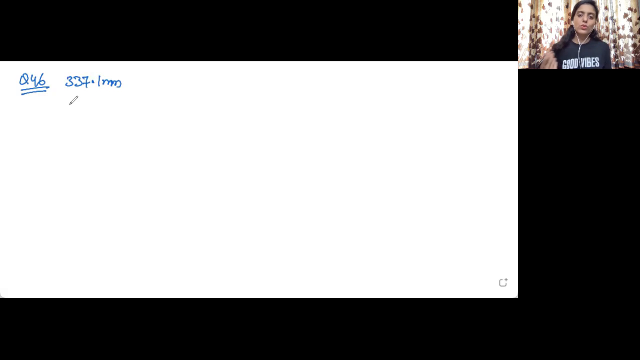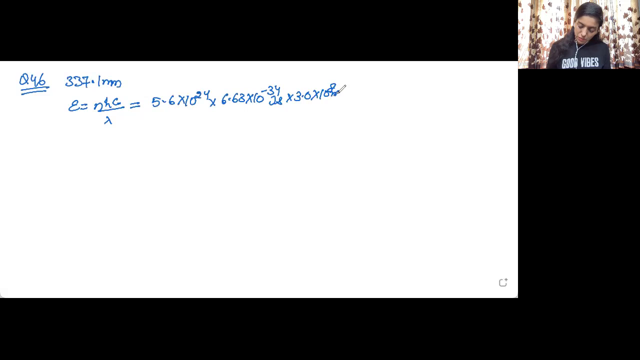So wavelength has been given, the total number of photons have been given. So E equal to NHC upon lambda. Directly you can just use this formula. Power is the energy. Okay. So here the number of photons has been given to be equal to 5.6 into 10 raised to the power 24 into 6.63 into 10 raised to the power minus 34 joule second into 3.0 into 10 raised to the power 8 meter per second upon lambda is 337.1 into 10 raised to the power minus 9 meter.